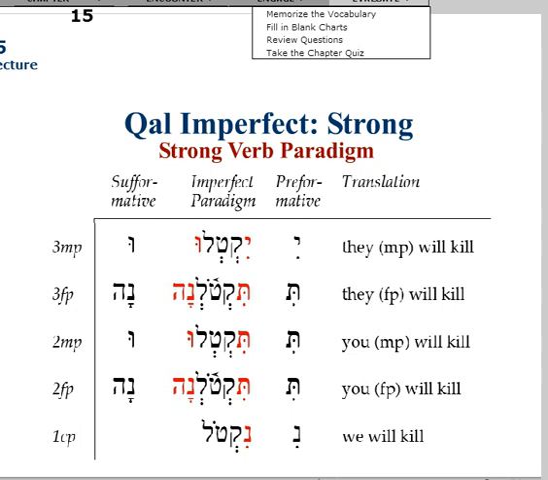Third observation. Note that in the Cal stem, only the imperfect conjugation has a verbal performative. There are verbal performatives in the so-called derived stems, nifal, piel, pual, and so on, but not in the Cal. I repeat, in the Cal stem, only the imperfect conjugation has a performative.